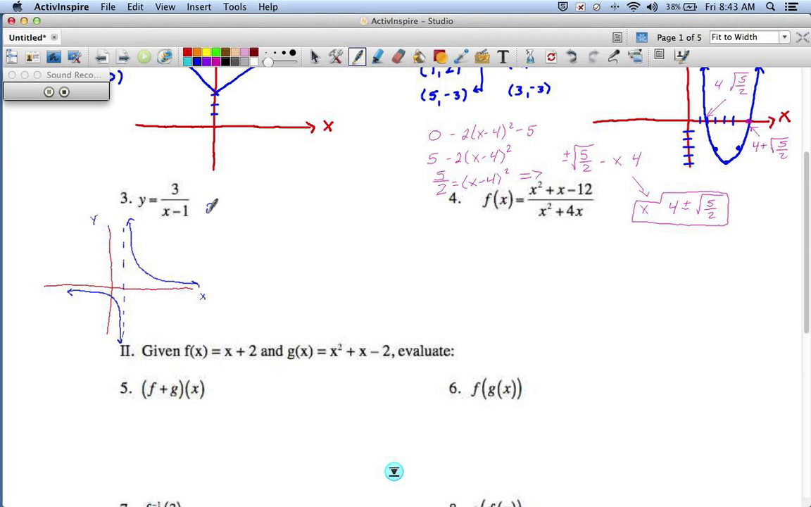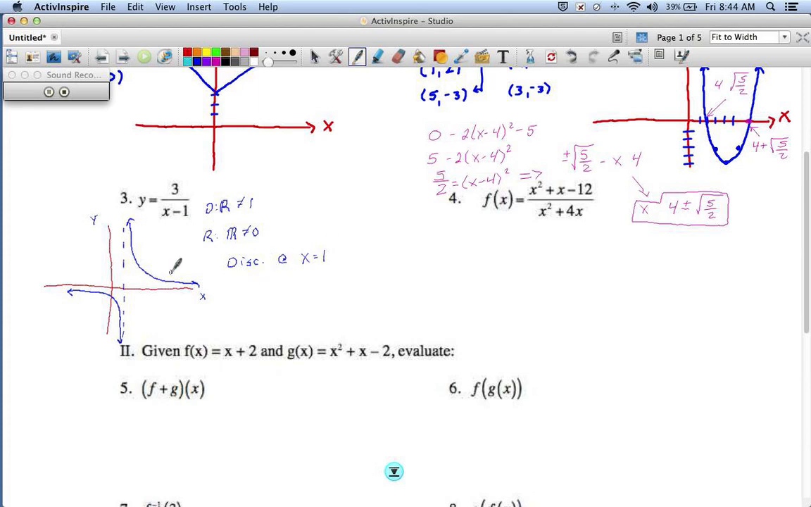So my domain, instead of being all reals except for 0, is now all reals except for 1. And my range, well, I did not move up or down at all, so my range is still all reals not equal to 0. So when we're talking about discontinuities, this thing is continuous everywhere except when x equals 1. So it's discontinuous at x equals 1. I cannot plug a 1 into this problem.